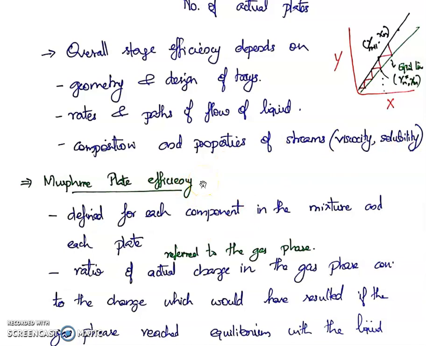If you remember the diagram for a tray column earlier, the number of plates is n, and the trays are arranged one above the other. Now Murphree plate efficiency is used to determine the efficiency for each of these trays. In each tray there is a gas phase and a liquid phase, so we define tray efficiency for each component, that is, solute present in the gas phase and solute present in the liquid phase, separately. The ratio of the actual change in gas phase concentration to the change which would have resulted if the gas phase reached equilibrium with the liquid is known as Murphree plate efficiency.